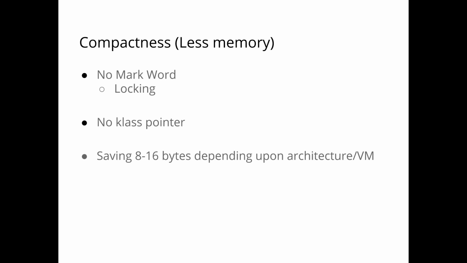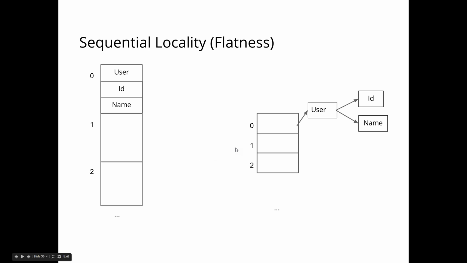And if you've got an array of 1,000 or 10,000 Integer objects, you're wasting a lot of memory over just having those as int values. So this is one of the benefits we get. The other benefit has a technical, fancy CS name: sequential locality. What I like to think of it as is flatness.